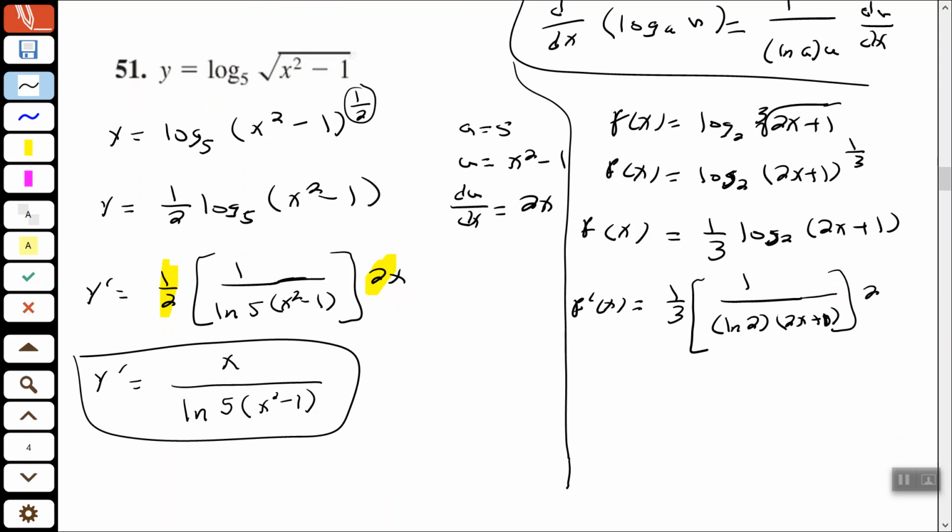All right, and then let's see if we can clean this up a little bit. So we have f prime of x. The 2 goes to the numerator there. The 3, we can bring it down to our denominator. So 3 times 2x plus 1 times the natural log of 2.